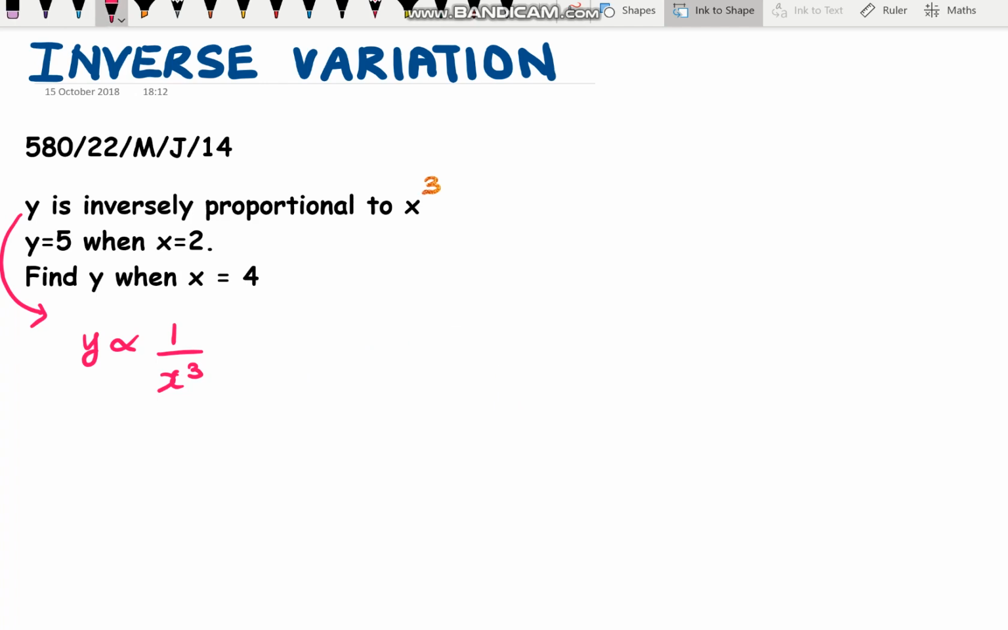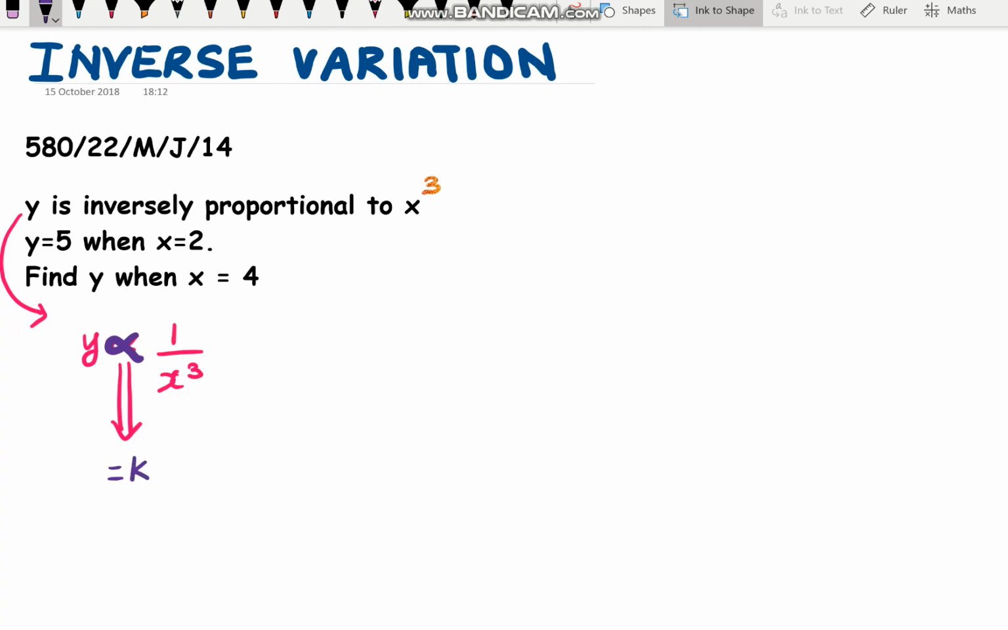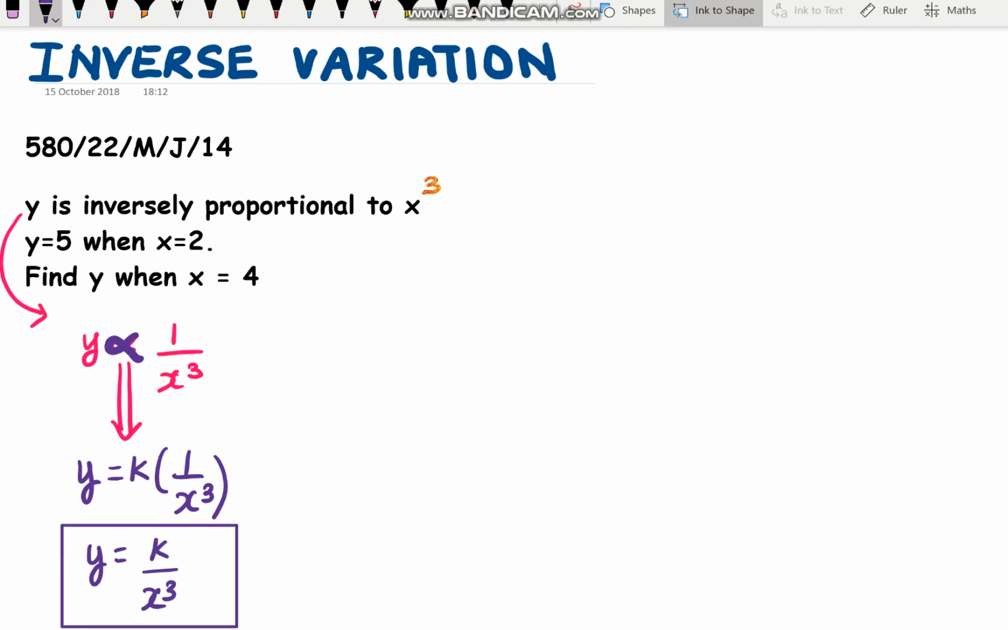Fine. So the next thing is, I know I cannot solve a sum when there is a variability sign there. So what is the next thing I'll be doing? I'll be replacing this variability sign with equal to and k. So that means y equals k into 1 upon x cube, or y equals k upon x cube. So this is an equation that I have obtained, and this equation is true for all values of x and y. Meaning whatever value of x you put, whatever value of y you put, you're always going to get the same value of k.